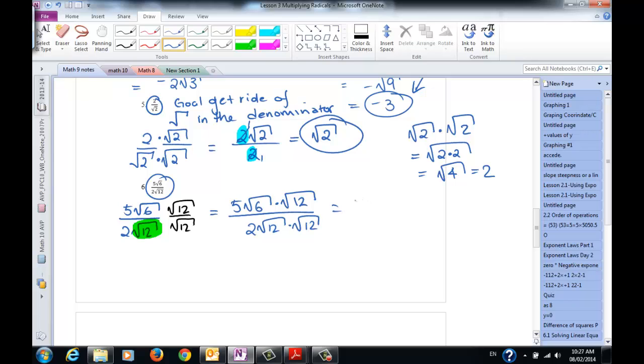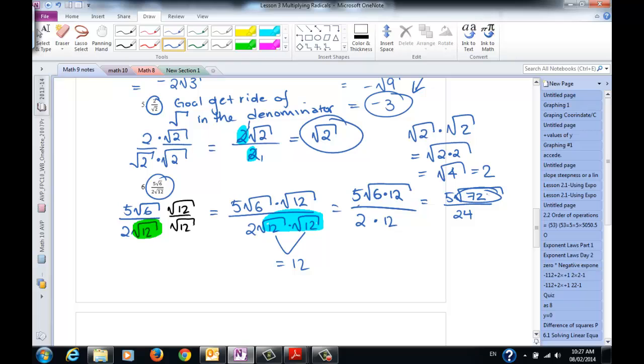The top, I can rewrite this as the square root of 6 times 12. The bottom, I have 2, and this is going to simplify to, you should all be saying 12. Well, that was super nice. And then I have 5 root, and 6 times 12, I believe, is 72. And on the bottom, I have 24.